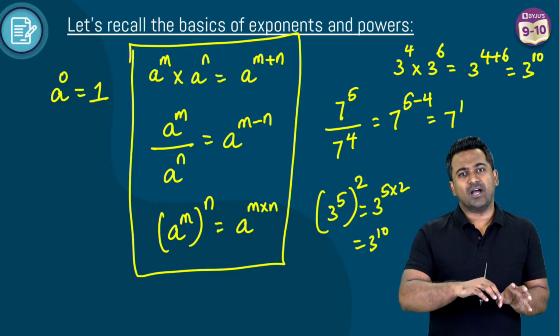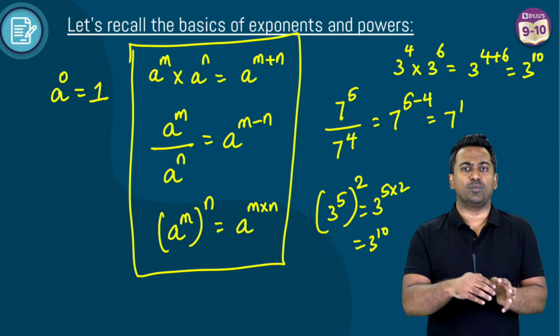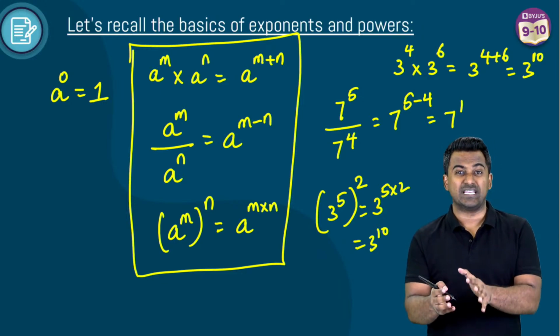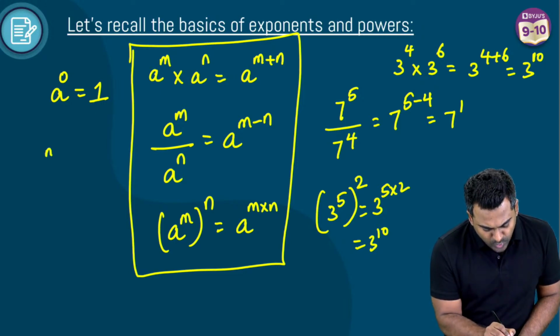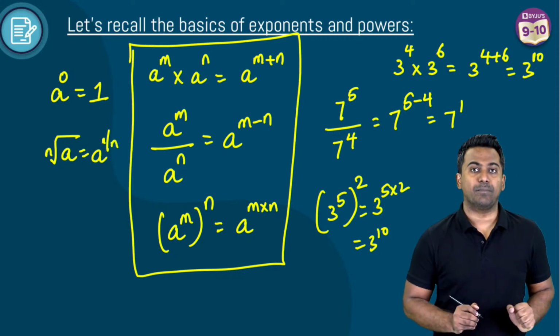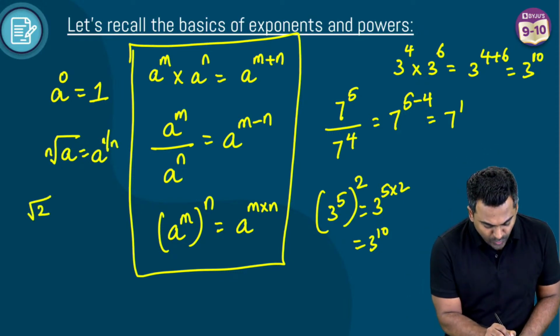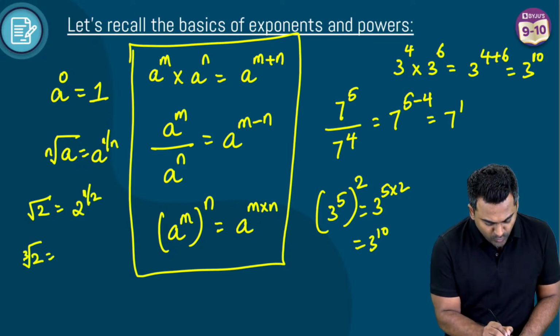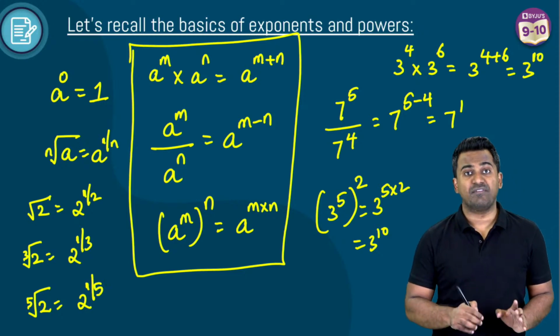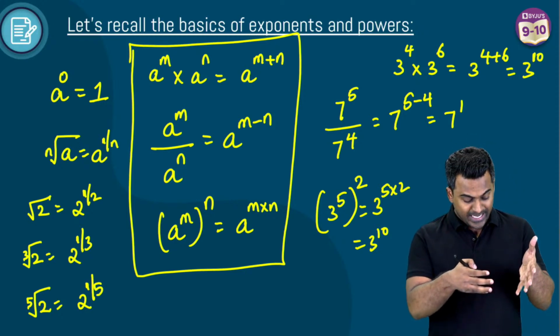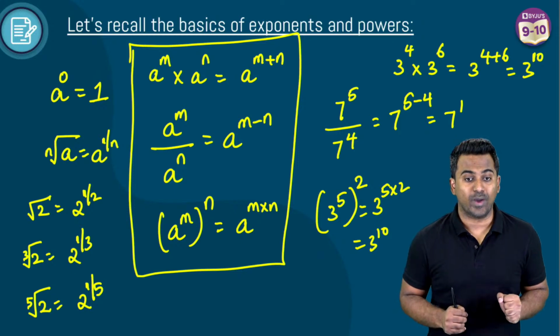Yeah, but then you must have noticed that we did something with respect to irrational numbers, rationalizing, all of that. So for this, you've got to know that nth root of a will be written as a to the power 1 by n. Like for example, square root of 2 is nothing but 2 to the power 1 by 2. Cube root of 2 is 2 to the power 1 by 3. Fifth root of 2 is 2 to the power 1 by 5. In a similar way, nth root of a here is going to be a to the power 1 by n.